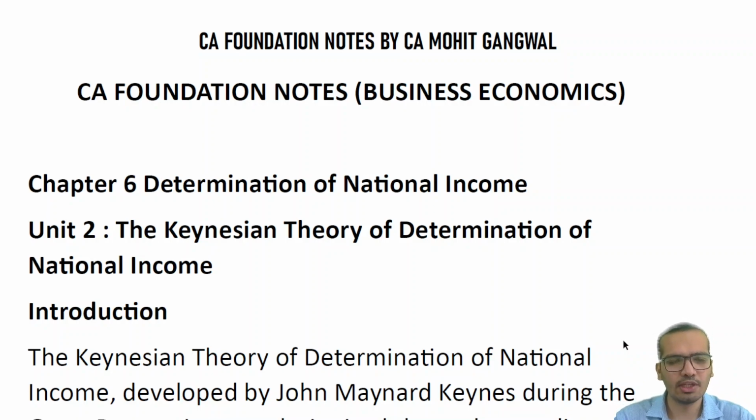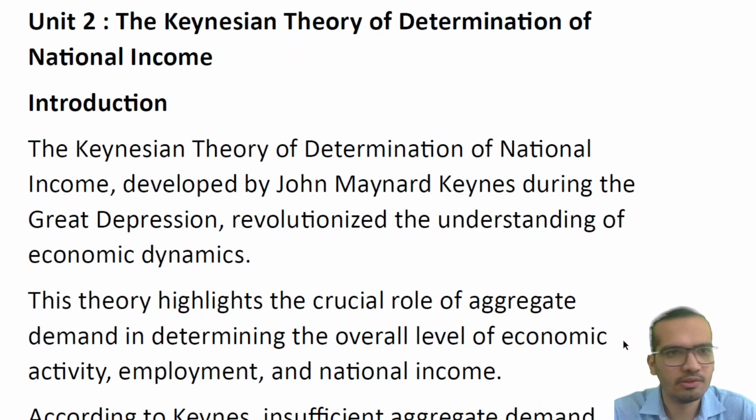Today we are covering chapter 6 of business economics, that's determination of national income, in which we will be covering unit 2, the Keynesian theory of determination of national income. So here is the introduction for the chapter.